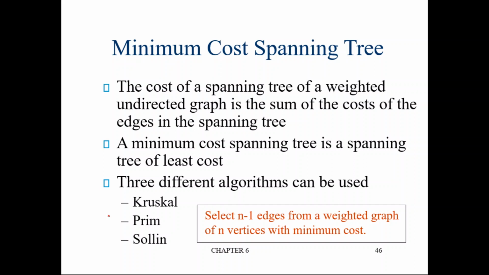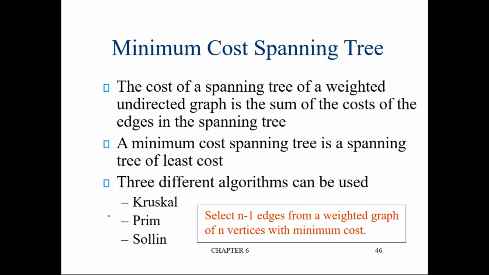So what we have discussed just before is the spanning tree, right? The spanning tree is the one which is constructed from the graph, and that is a tree. If the graph has n vertices, then the spanning tree will have n minus 1 edges.